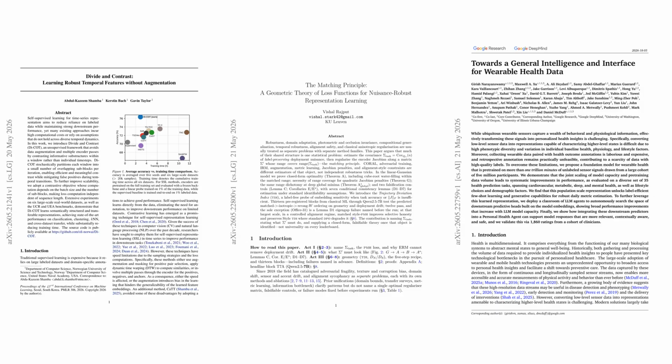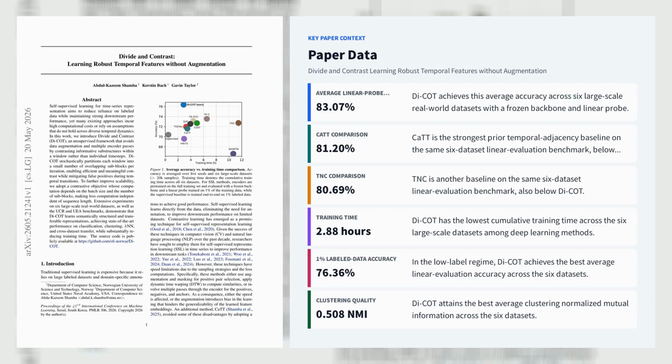From contrastive learning without augmentation, to a unified theory of robustness, to a powerful foundation model for wearable data, these ideas point toward AI systems that are faster, smarter, and more trustworthy than ever. Let's explore the first paper, Divide and Contrast: Learning Robust Temporal Features Without Augmentation.